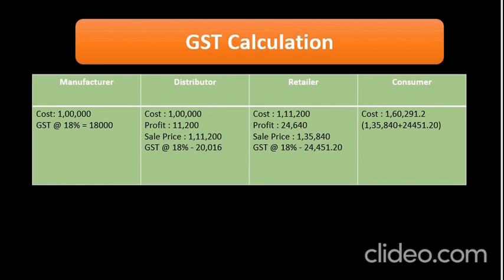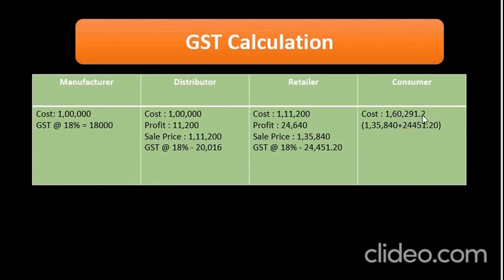But in the previous regime, the tax paid by the distributor and the tax paid by the manufacturer would also be added on and accumulated, and then again tax would be charged by each distribution chain. But in GST terms, tax is charged only on the value added, that is the profit on the cost. So here, when it comes to the final consumer, the cost of the product will be 1,60,291.2.